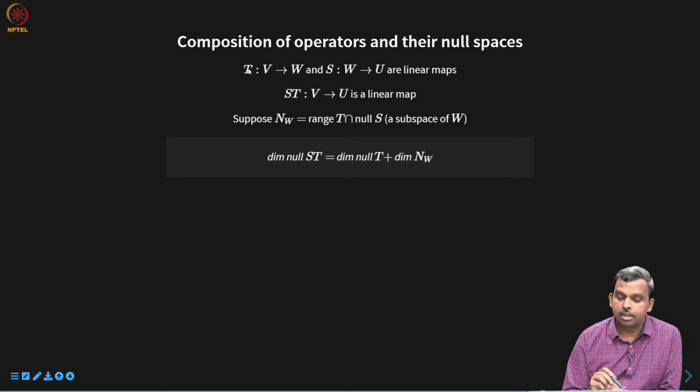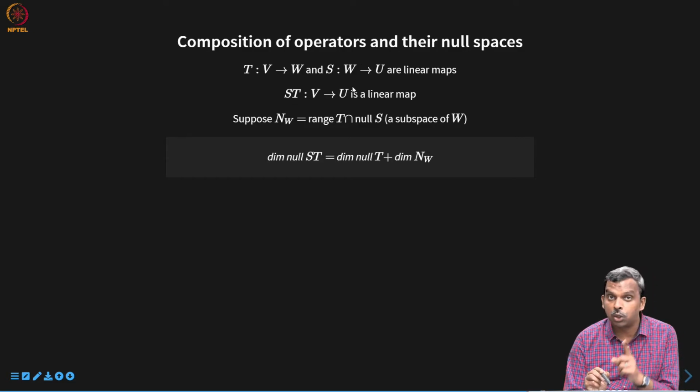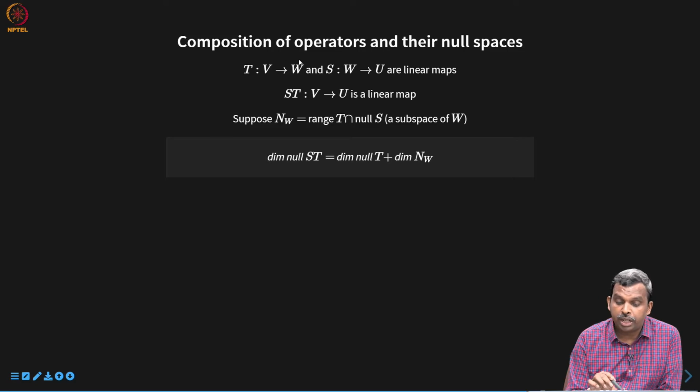Okay. So here is the crucial result. I think I've alluded to this in earlier discussions, but let me just formally write it down. Let's define a new subspace. This is a subspace of W. Remember, ST takes you from V to U, but it goes through W, right? And in that W in the middle, I'm going to define a subspace. It's the range of T, which clearly is a subspace of W, intersect with null of S. The range of T is a subspace of W, null of S is again a subspace of W. So clearly their intersection will again be a subspace. That subspace I am calling NW.